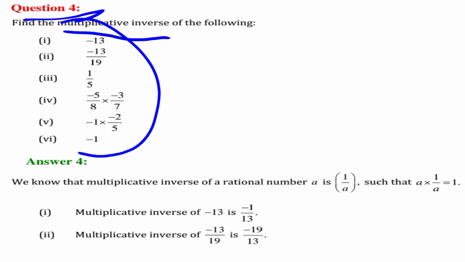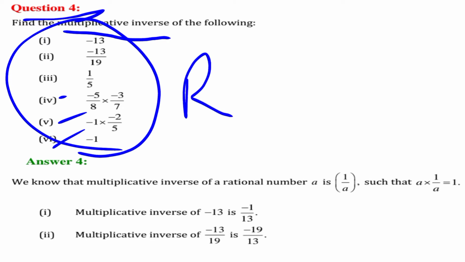These are the questions: first, second, third, fourth, fifth, sixth. In all these questions, we have to find out their multiplicative inverse. By multiplicative inverse, we mean reciprocal. So by multiplicative inverse, we mean reciprocal. So reciprocal of a number, say for example, a number is given.